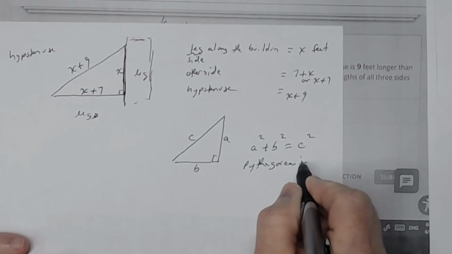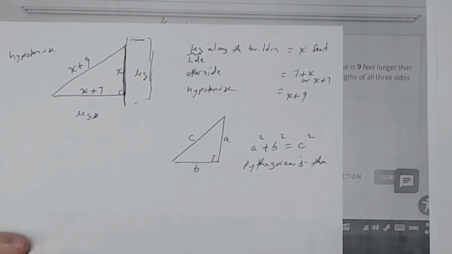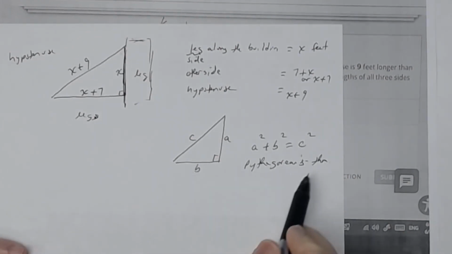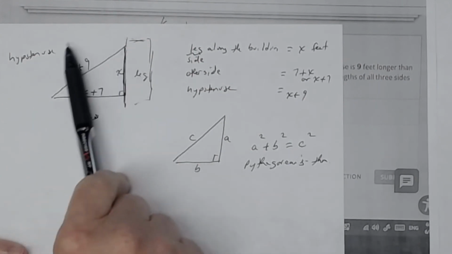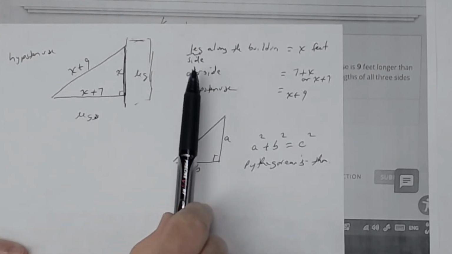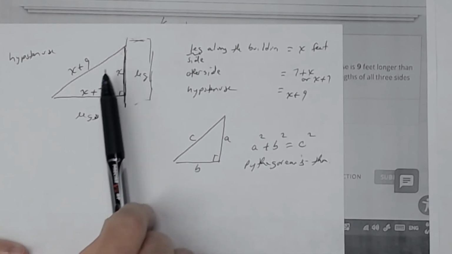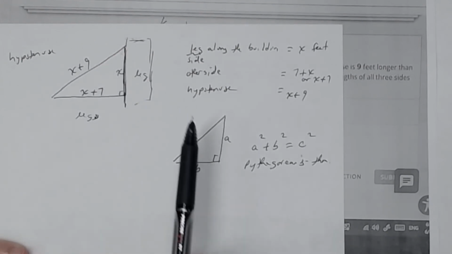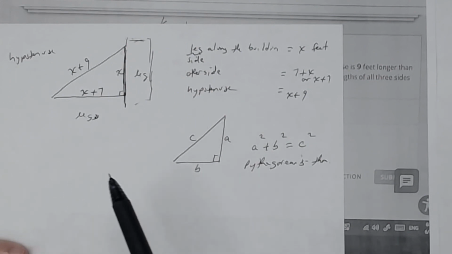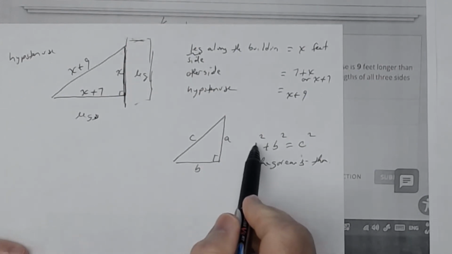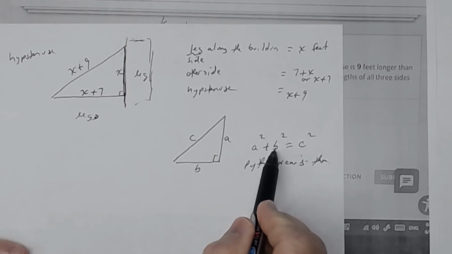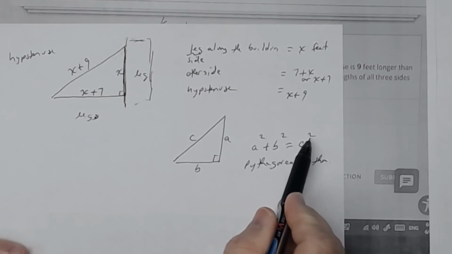All right, Pythagorean's theorem. Okay, now we're going to use Pythagorean's theorem to help us determine the length of all of those sides. And so we're going to take all of this and substitute it into this formula, into Pythagorean's theorem. All right? So remember, Pythagorean's theorem says this leg squared plus this leg squared equals the hypotenuse squared.